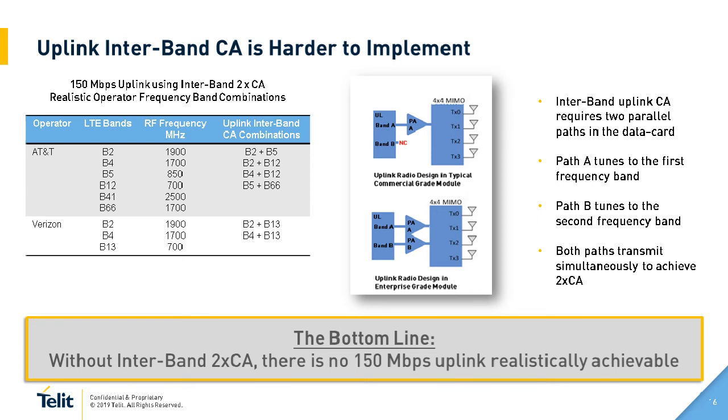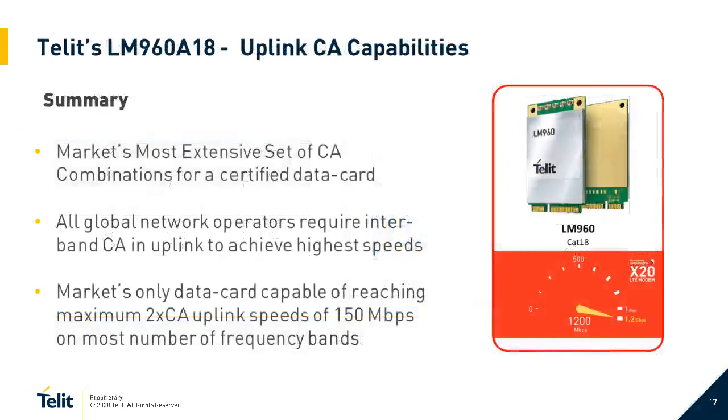So these are completely different frequency bands, and you cannot achieve this unless you put the right hardware into the module. So essentially, the bottom line is that without this interband two-carrier aggregation, there is no 150 megabits uplink, which is realistically achievable. And the only way that's achievable for a non-handset, meaning a router or an IoT device, is by using the module that we designed for Gigabit LTE, which is the LM960A18. So that's the module I want to talk about next.